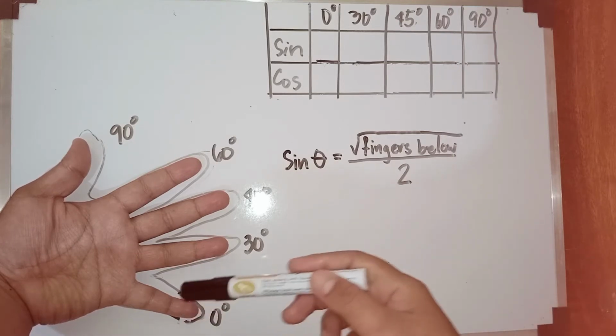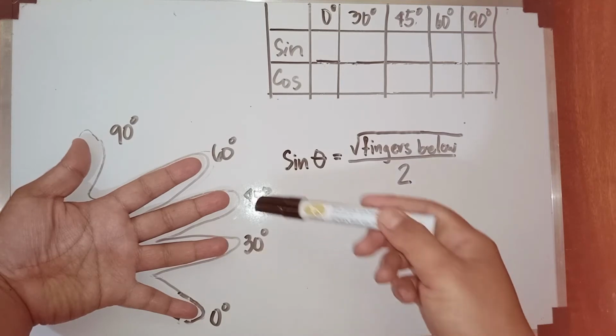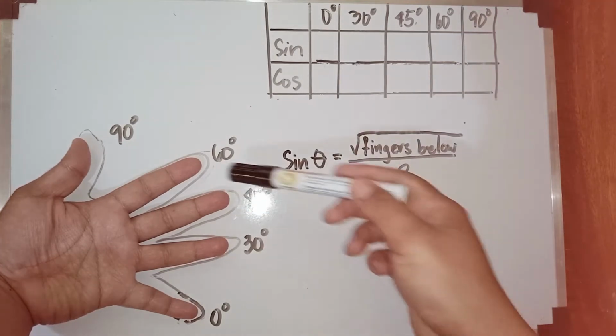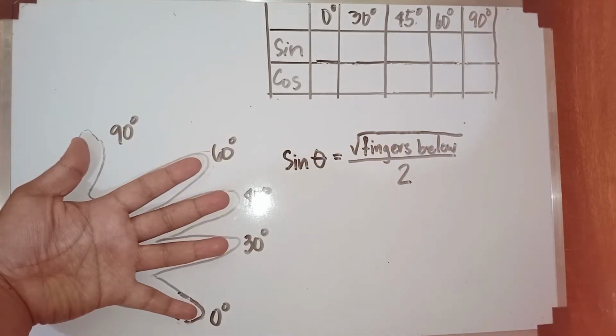So for our small finger, we're going to assign 0 degree. For the ring finger, we have 30 degree. Middle finger, we have 45 degrees. And for the index finger, 60 degrees. And the last, for the thumb, we have the 90 degrees.